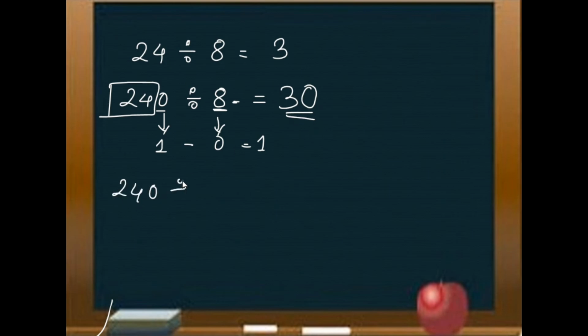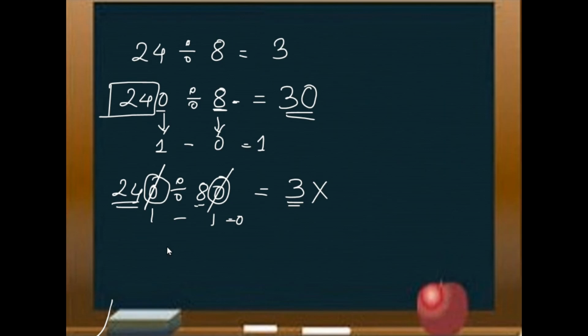If I have 240 divided by 80. Now here if you see 24 divided by 8 is again a 3. Here there is 1 0. Here there is 1 0. So 1 minus 1 is a 0. So that means I should not have any 0 here. So my answer is just a 3. Or you can say I cross out the zeros and I get 24 divided by 8, which is 3.